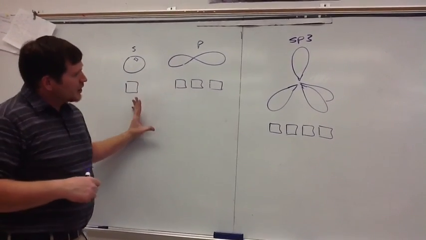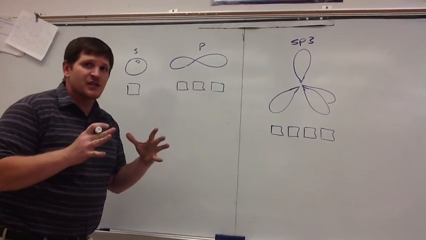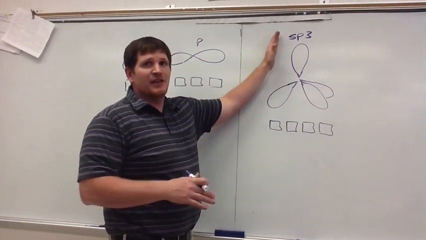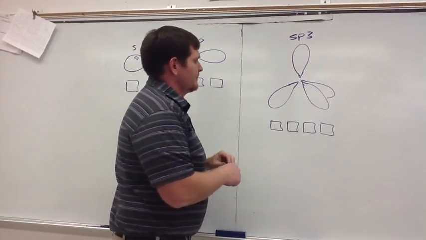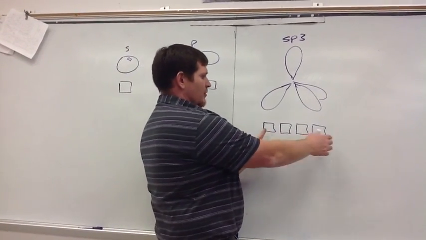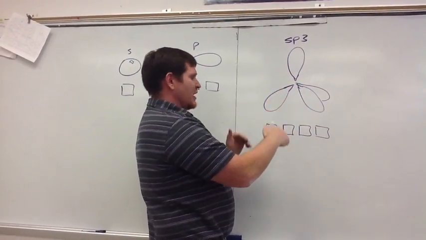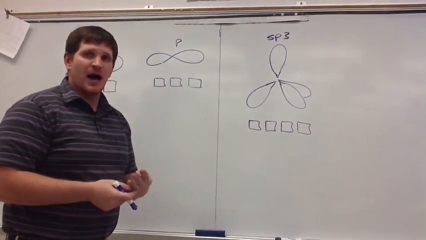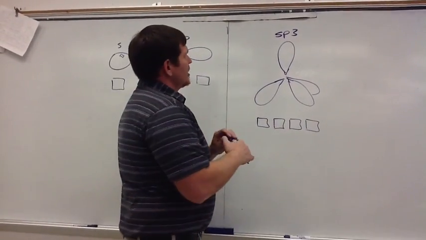Okay, we're going to take those. We talked about the hybrids. We're putting them together. Okay, this is an sp3 hybrid orbital. Okay, the s came over, or the p moved over, both of them squished together, and here is our sp3. It's got 4 different spots.